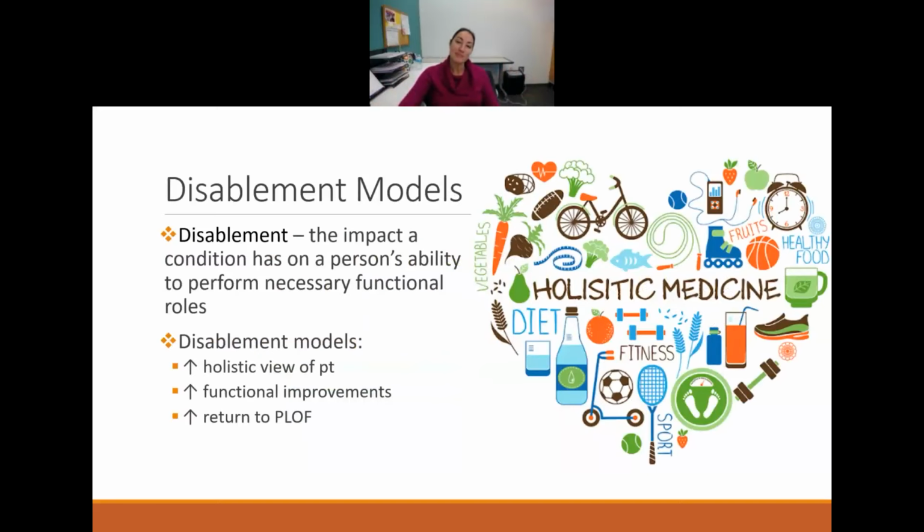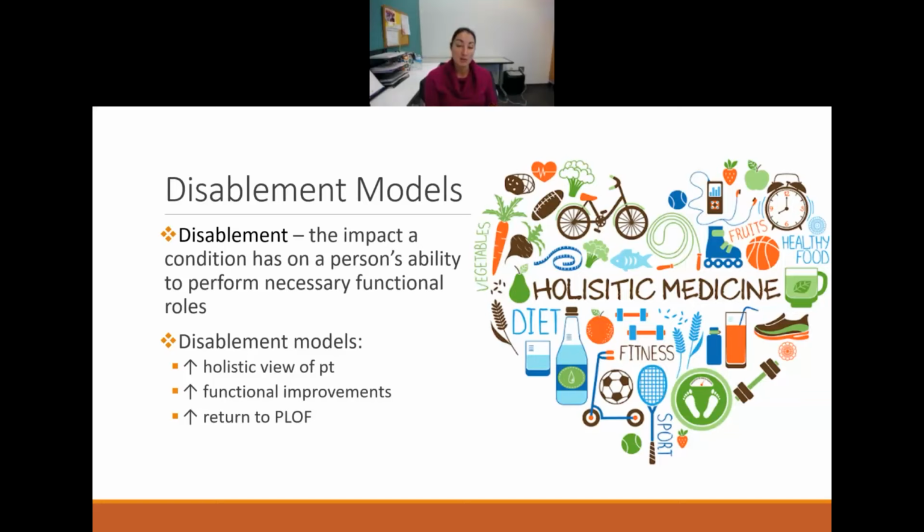Disablement model, we've talked about that before. We want to be able to see the patient as a whole patient and not just as a body part. So we want to look at how this condition affects the person's ability to perform necessary functional roles. While we use the disablement model, it increases our holistic view of the patient, it increases functional improvements, and it increases the return to their prior level of function.